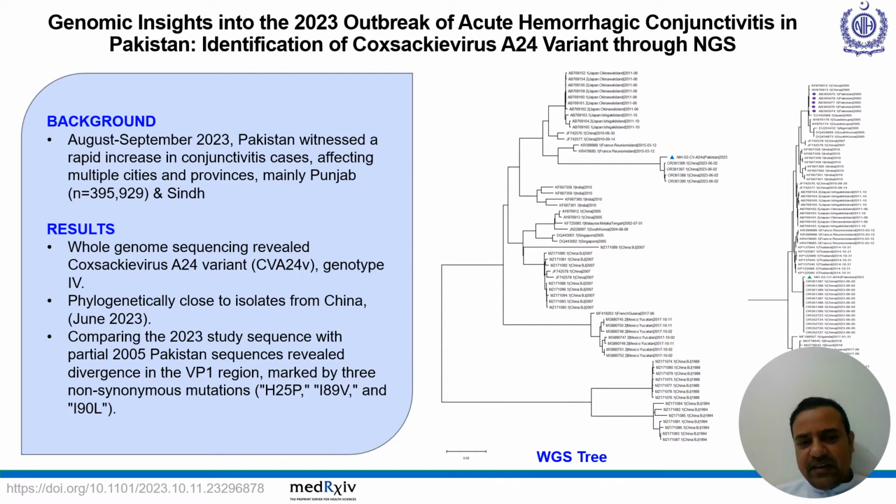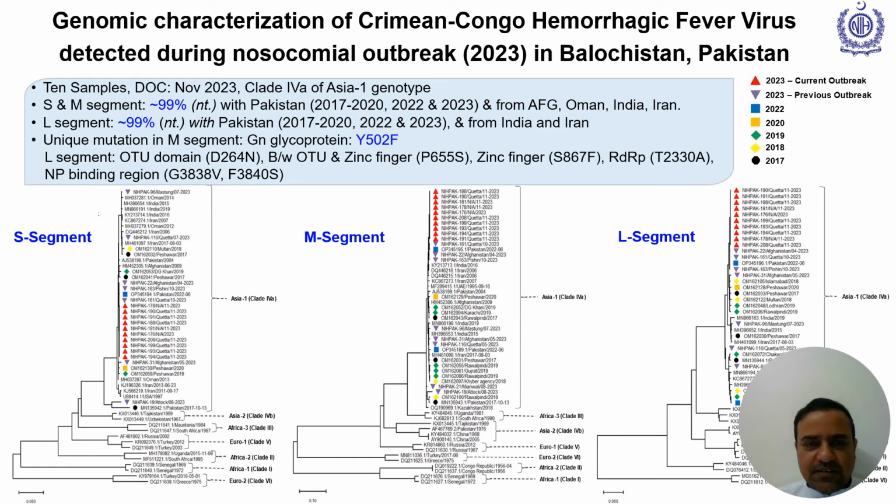And the phylogenetic analysis showed that our strain was highly similar to the virus circulating or detected in China in June 2023. So we also found some unique mutations in this virus. But again, just to highlight here the use of metagenome sequencing in identifying a pathogen that was not detectable through other assays.